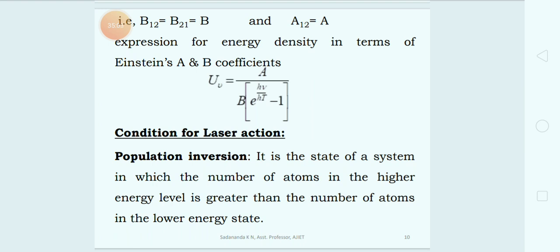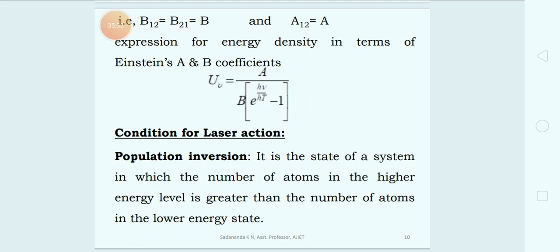I hope it is very clear what population inversion is. In order to achieve the population inversion, it is necessary to pump the atoms from the ground state to a higher energy state, that means the metastable state. In the metastable state, if the number density is more than in the ground state, then the population inversion is achieved. That is the first condition to achieve the lasing action. The second condition is the existence of the metastable state.